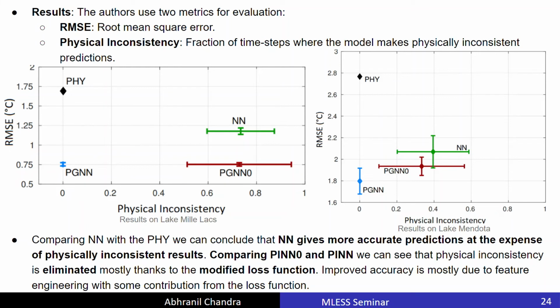If you see clearly, comparing a neural network with the physics models, we can conclude that the neural network gives more accurate predictions at the expense of physically inconsistent results. And comparing PIN 0 with PIN, we see that the physical inconsistency is eliminated mostly thanks to the modified loss function. Improved accuracy is mostly due to feature engineering with some contributions from the loss function as well.